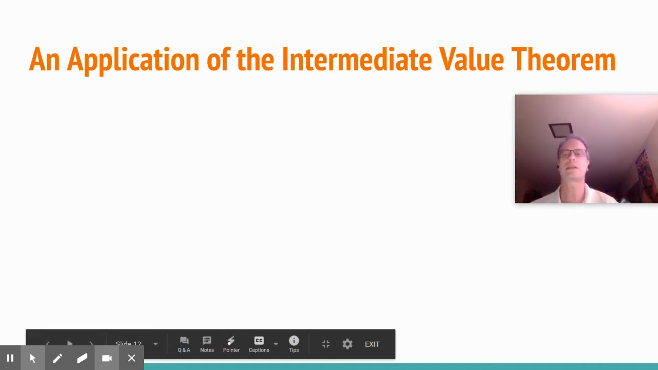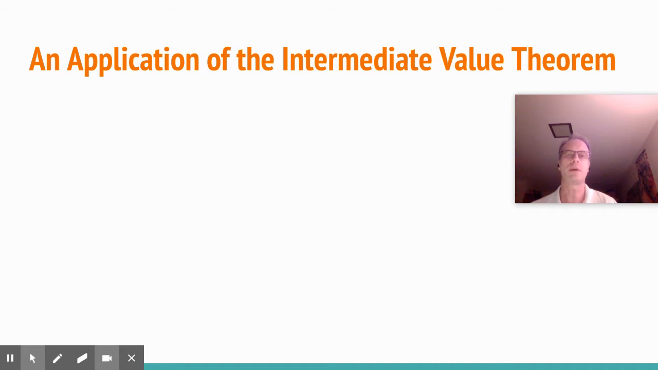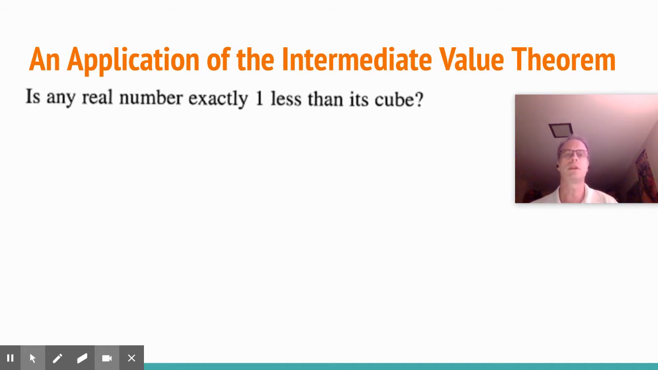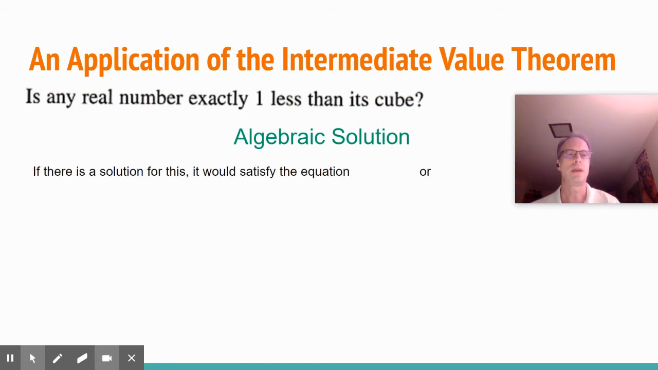Next up, we're going to take a look at an application of it. Is any real number exactly one less than its cube? What it's trying to say is this: is there some value of x that is exactly one less than its cube? Let me write that mathematically. If there's a solution for this, it would satisfy this equation. So far so good.